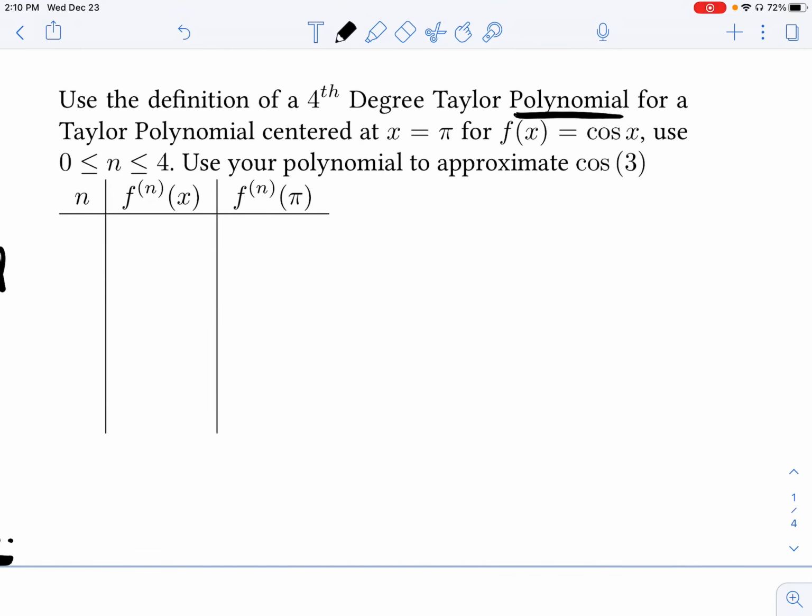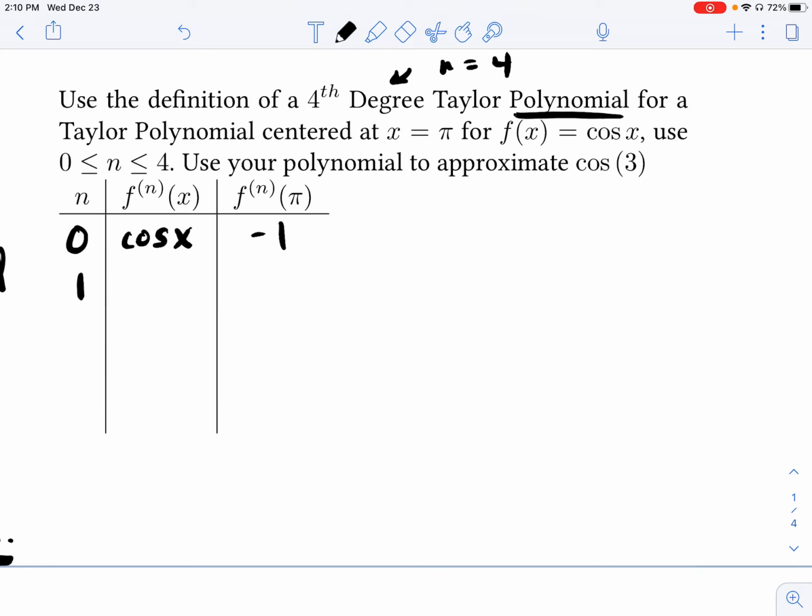So it's asking for a fourth degree. That means we're going to go all the way to n is equal to 4. So we're going to start out at 0. So at 0, we've got the function itself. So the 0th order derivative is simply the function itself, cosine x. And we're evaluating that function at the point where it is centered. In this case, it is centered at pi. So cosine of pi is going to give me -1.